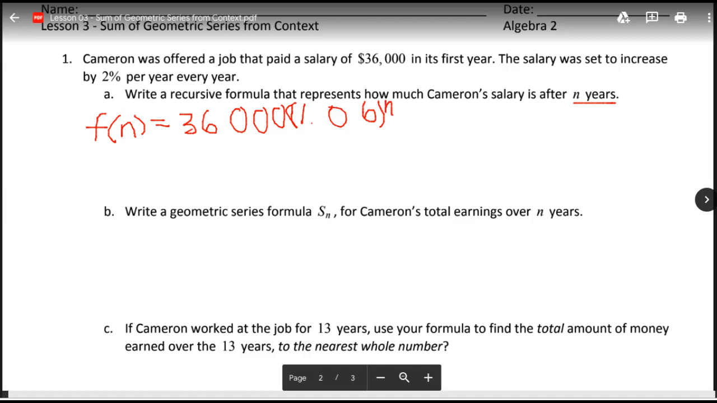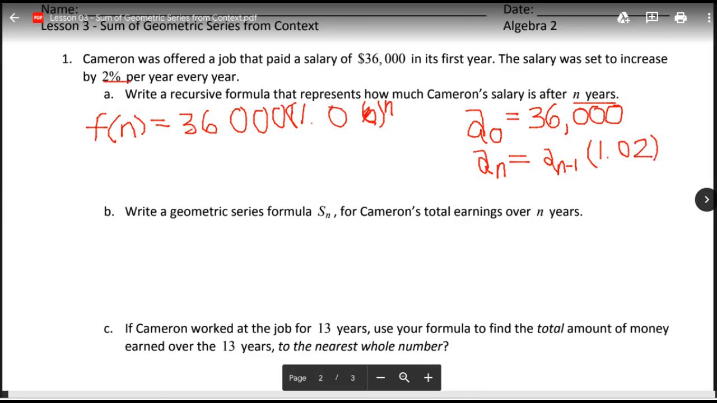So that would be a function, but they want a recursive formula. So just like we did yesterday, we could write the recursive formula by saying A0 equals 36,000. We're going to use A0 because that would be how much you make the first year. And then if I wanted to find some year n, it would be A sub n minus 1 times 1. Oh, I'm sorry, that should have been 1.02 before, not 1.06. Okay, so that's what we did yesterday.